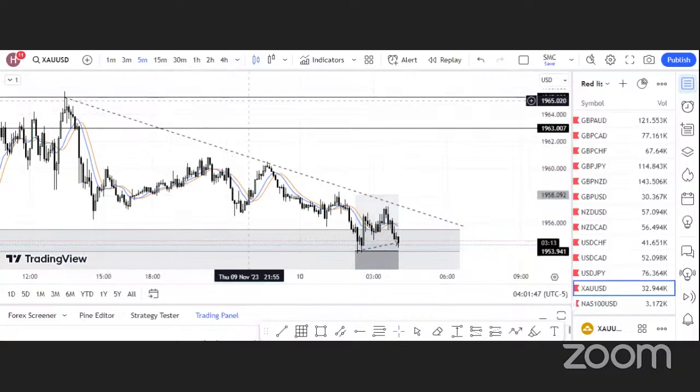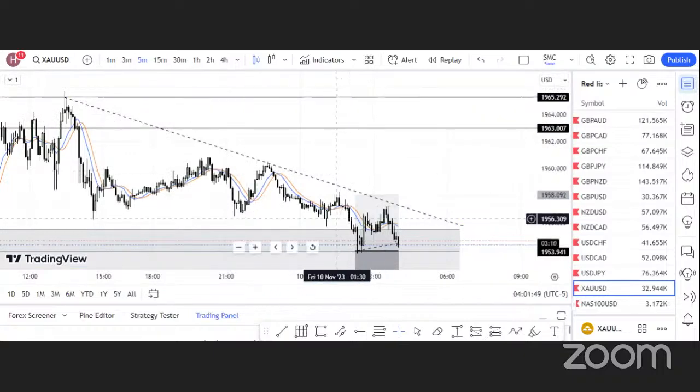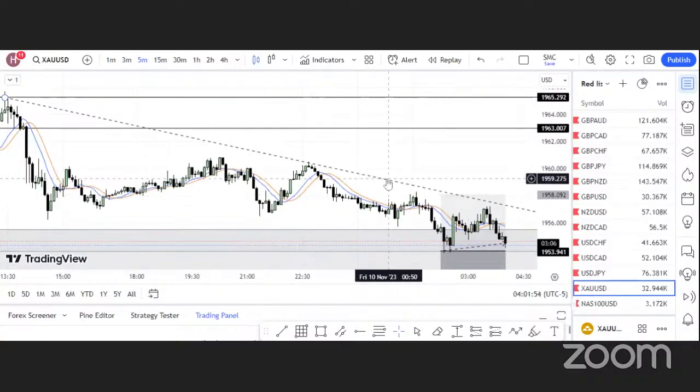So guys, go and get your accounts ready. Immediately I get a confirmation here, we are going to place a buy trade.